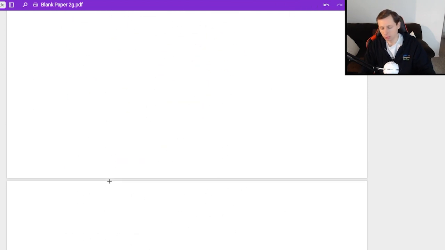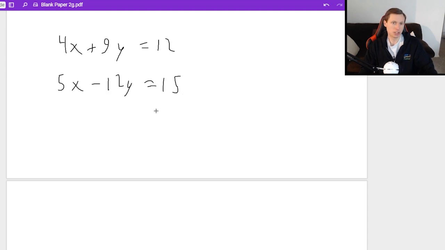We're going to move on to the last problem I have to show you guys today. And that is 4x plus 9y equals 12 and 5x minus 12y equals 15. So once again, nothing cancels immediately. And I also see this time that there's no easy choice to multiply the top or the bottom. And that's because you're not going to multiply the top or the bottom. You're going to multiply both the top and the bottom.